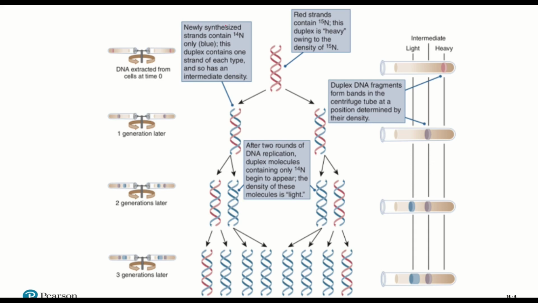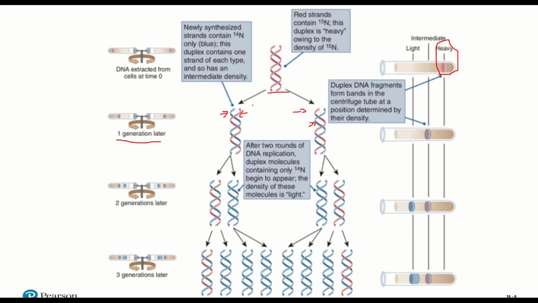So here, all the bacteria have the heavy isotope. When they check the first generation, as this is the semi-conservative model, they are supposed to find one strand that was heavy, the red one, and the other one that was light, the blue one.